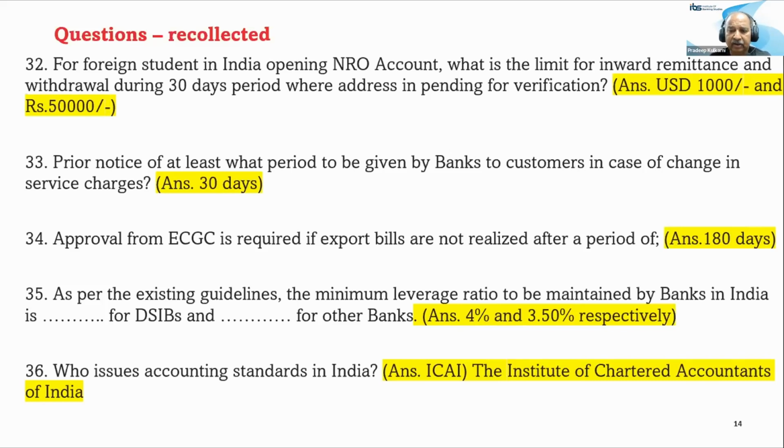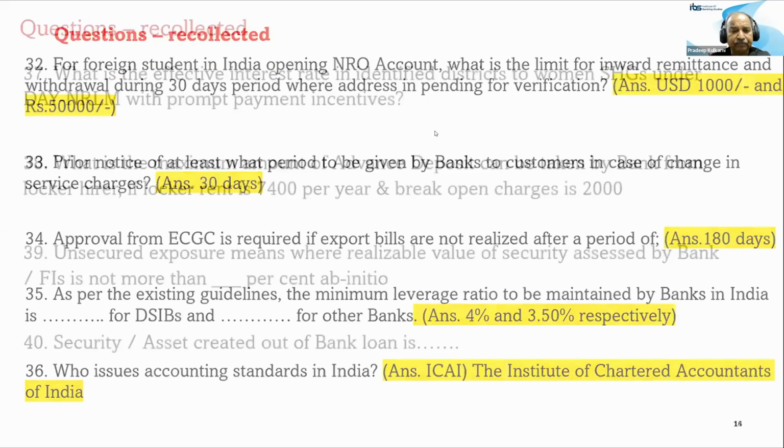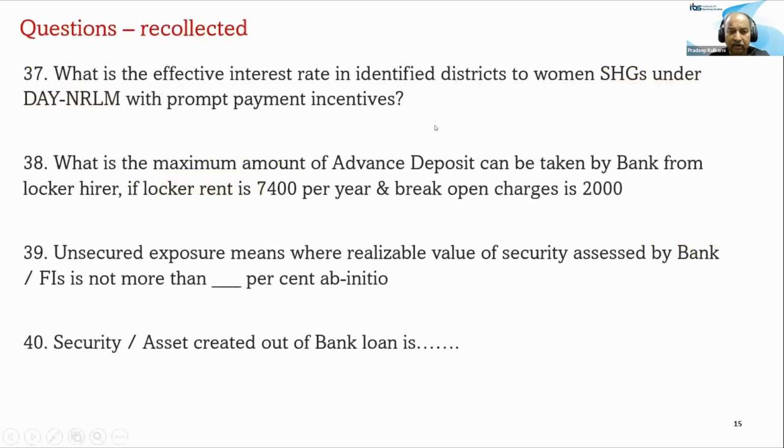ICAI. And prior 30 days notice is compulsory. A foreign student can get a maximum inward remittance of USD 1,000, and he can withdraw up to 50,000. These are a few questions. Please make a note of it. And then DAY-NRLM, DAY-NULM, these are the standard questions for 1 to 2, 2 to 3 marks. Make a note of that.